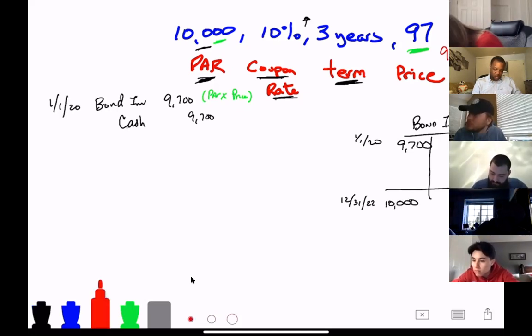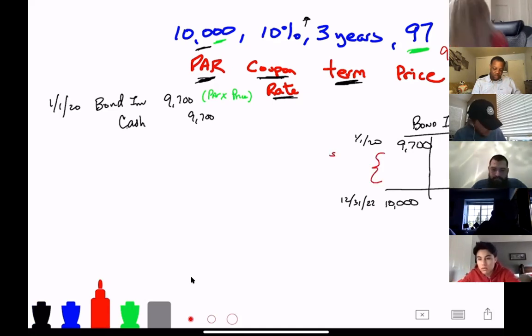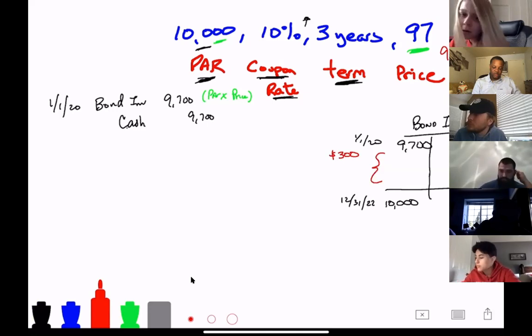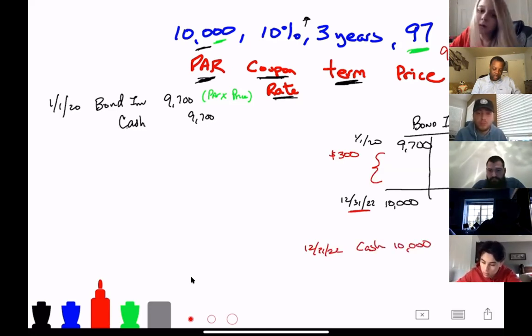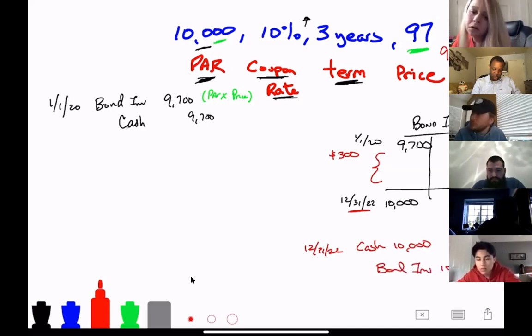Which means between the next 3 years, we have to increase this bond by $300 so that by the time we get to 12/31/22, we can say debit cash for 10,000, credit the bond investment for 10,000. That's our 12/31/22 journal entry.